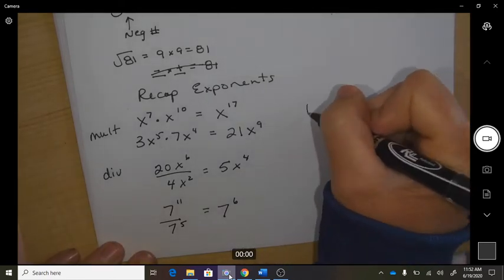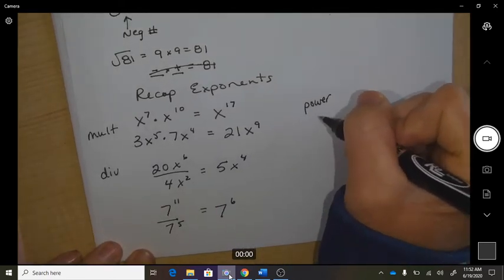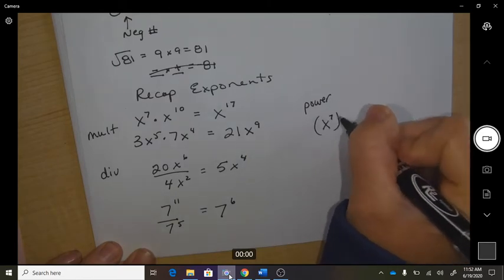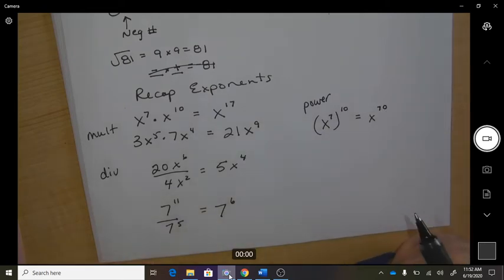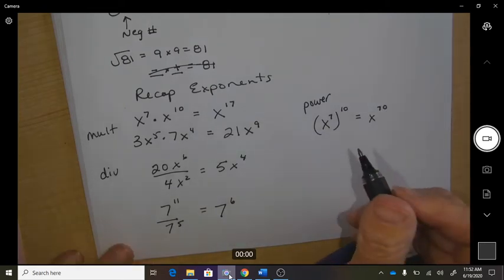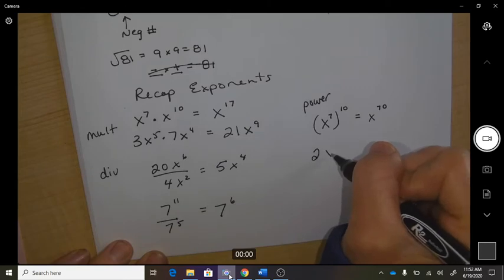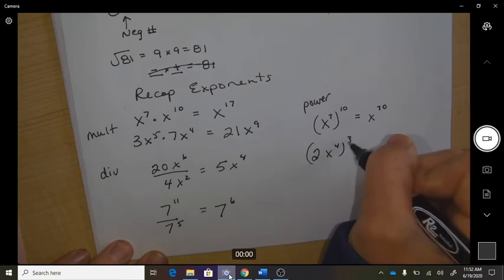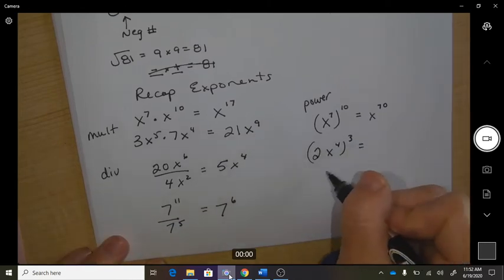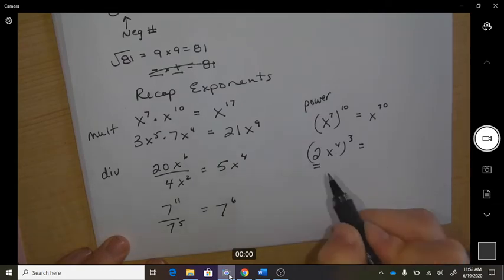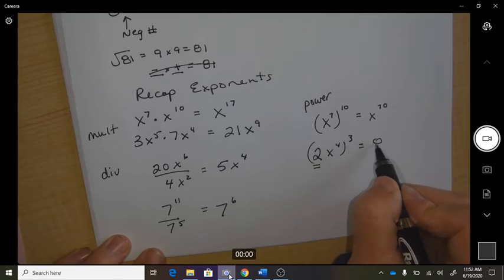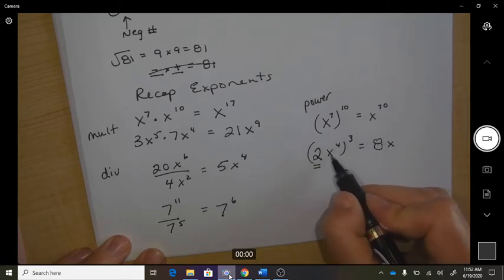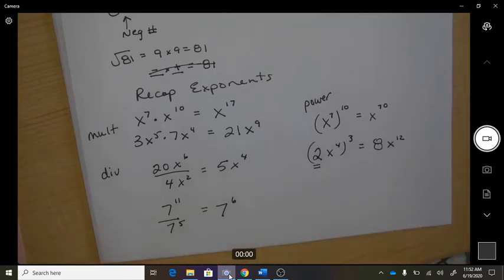And the power rule, so x to the 7th and then to the 10th. Now I multiply the exponent number. 2x to the 4th, and then I'm going to cube it. Well, here, this is where lots of people forget, 2 also needs to get cubed. So that's 8. And then the rule with the exponent would be to multiply it.